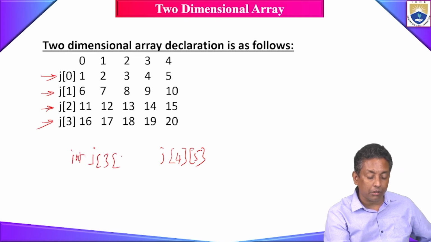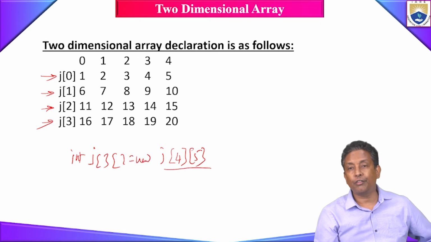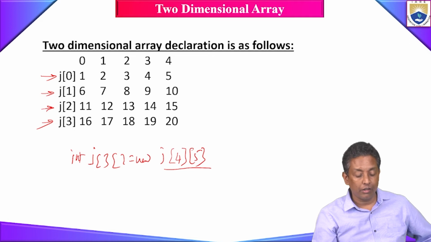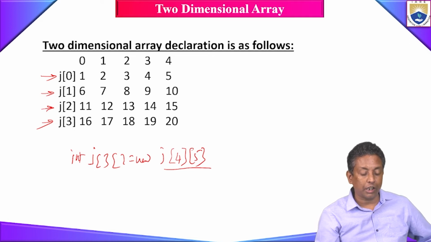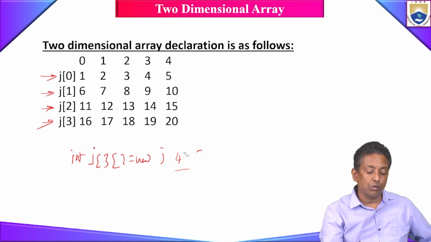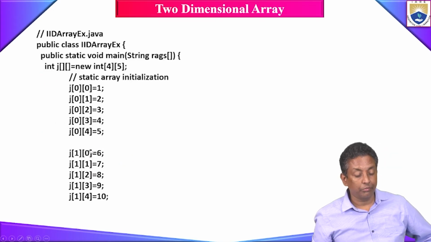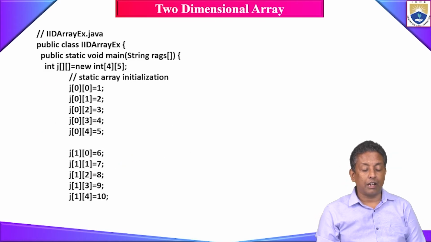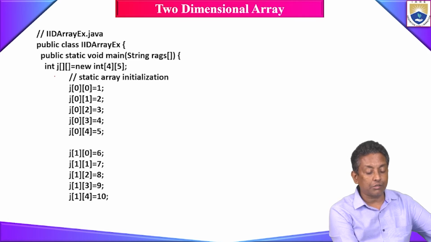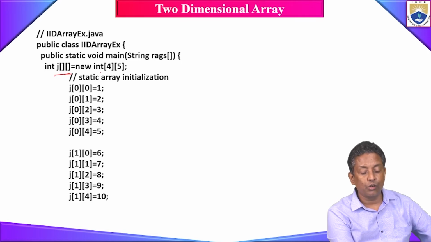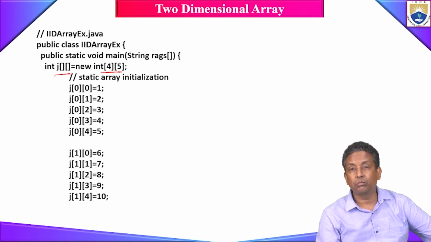int j double square bracket is equal to new int of 4 of 5, a 4 by 5 matrix array. If you declare like this, 4 rows, in each row 5 elements can be stored. That means 20 values can be stored in such an array. Right. Come to the static array declaration.